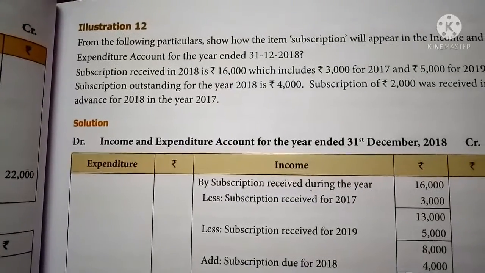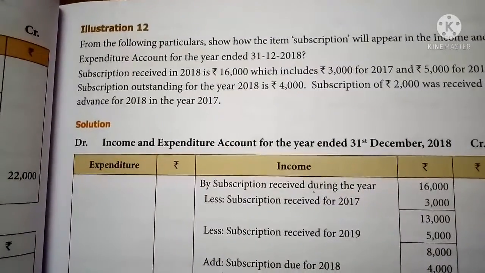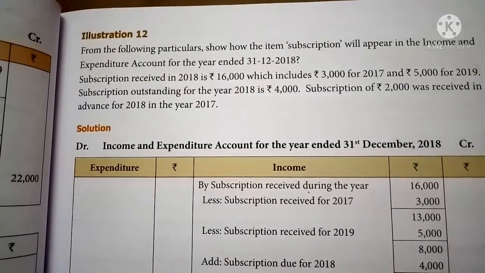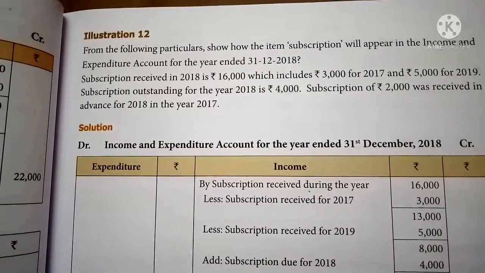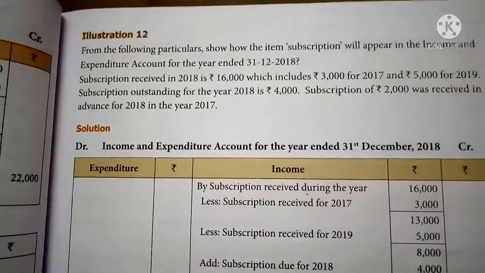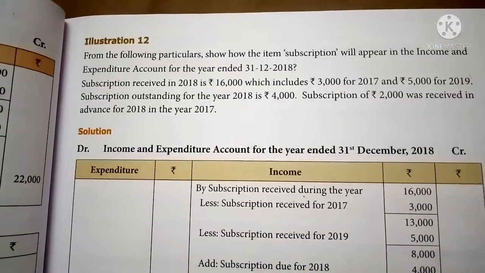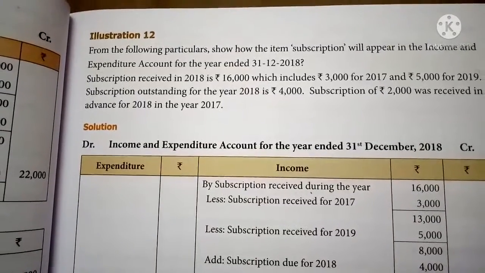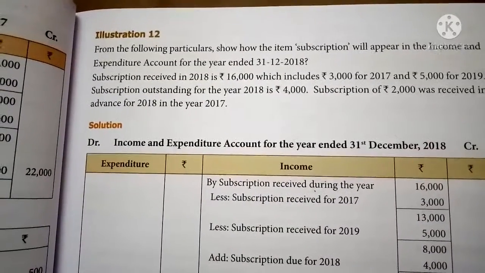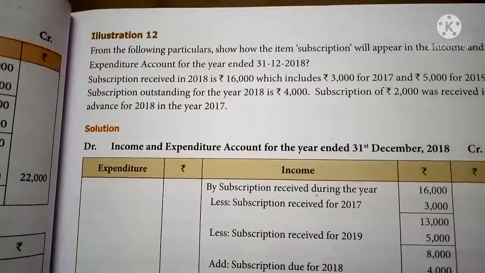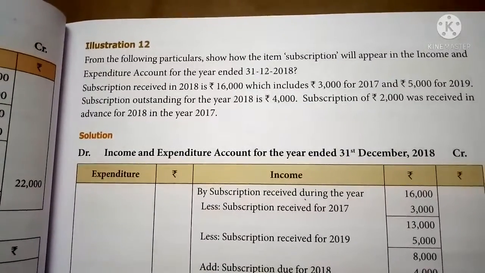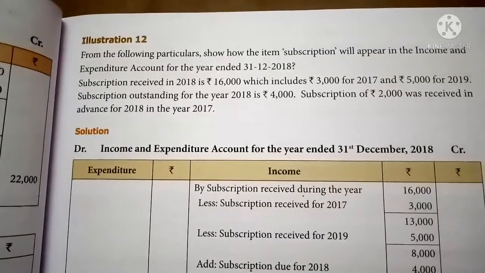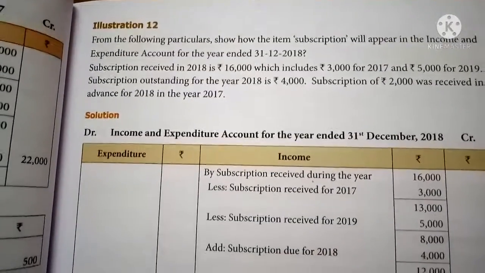Subscription outstanding for the current year is 4,000, and subscription of 2,000 was received in advance for 2018 in the year 2017. It should be added because the 2,000 subscription was received in 2017, but that amount is related to 2018. So this 2,000 will be added, and the current year outstanding will also be added. So as per the specimen of subscription adjustment, you can solve this sum also.